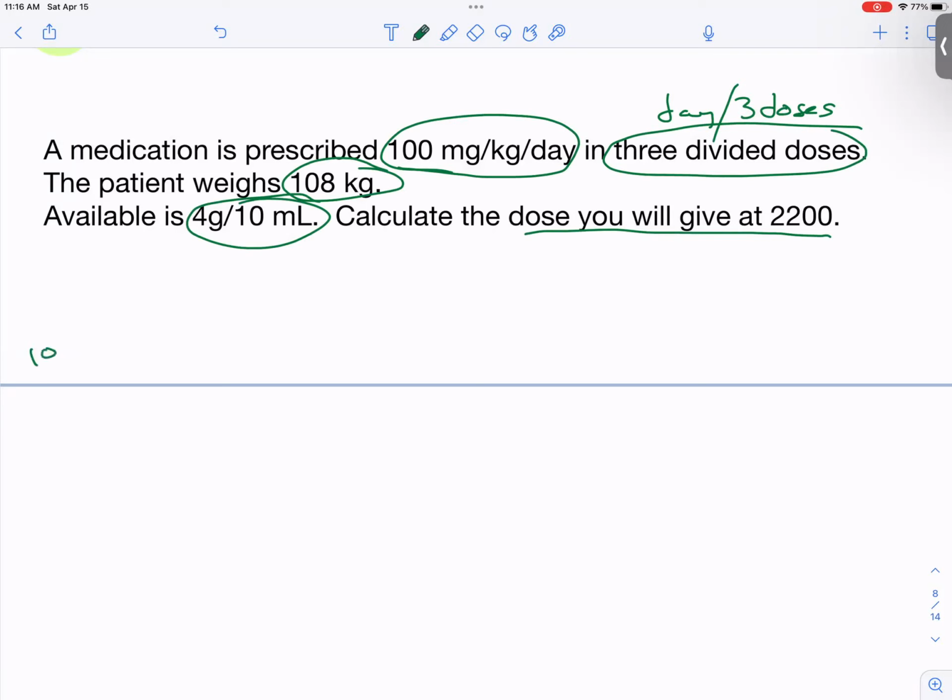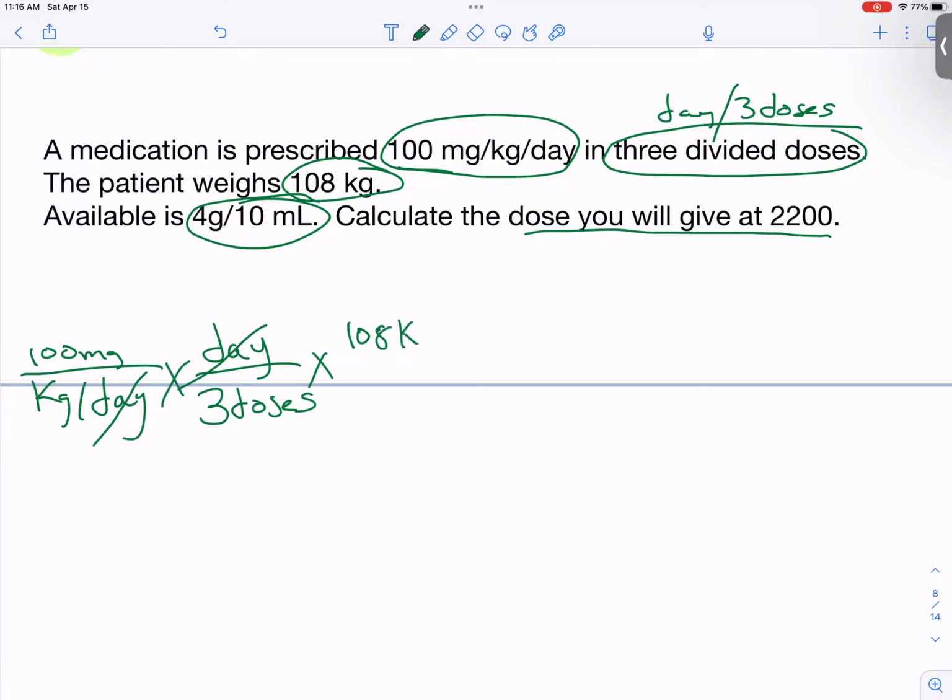So 100 milligrams per kilogram per day. Every day there's 3 doses. The patient weighs 108 kilograms. So I've used this, I've used this, I've used this. So how do I get rid of milligrams? And I go to my problem and it's only available in grams. So, 1 gram is 1,000 milligrams.